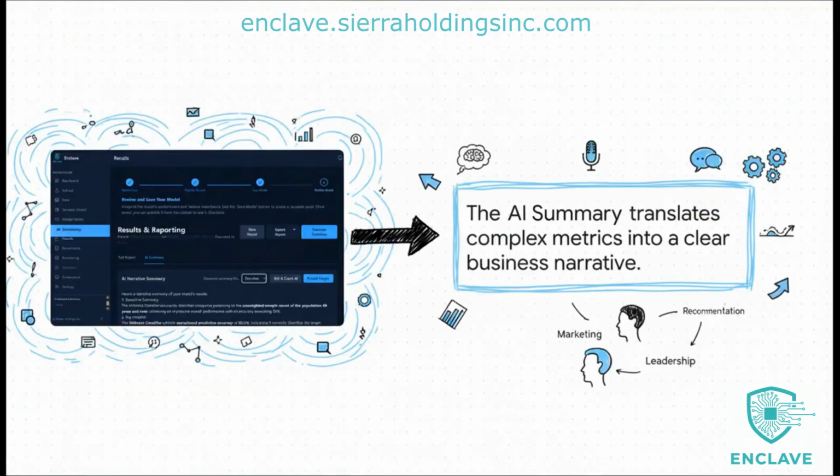But then, you click on the AI Summary tab, and this is where the magic happens. The AI takes all of those complicated numbers and translates them into a story that a normal human can understand. It writes an executive summary. It pulls out the key business insights. It even gives you a recommendation. It turns all that data speak into a story you can actually tell your boss.